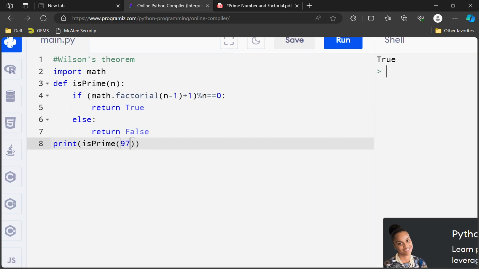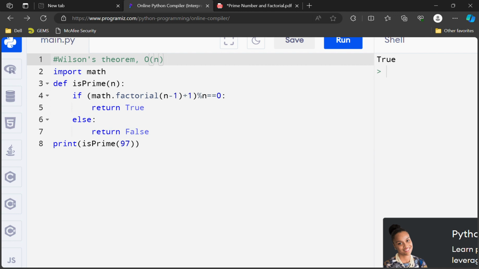What is the time complexity of this code? The time complexity of this code is big O of n. Why? Because we are finding factorial. So what is the time complexity to find factorial of a number? Big O of n. So that's why for this function, the time complexity is big O of n. Okay. I hope you understood the logic.